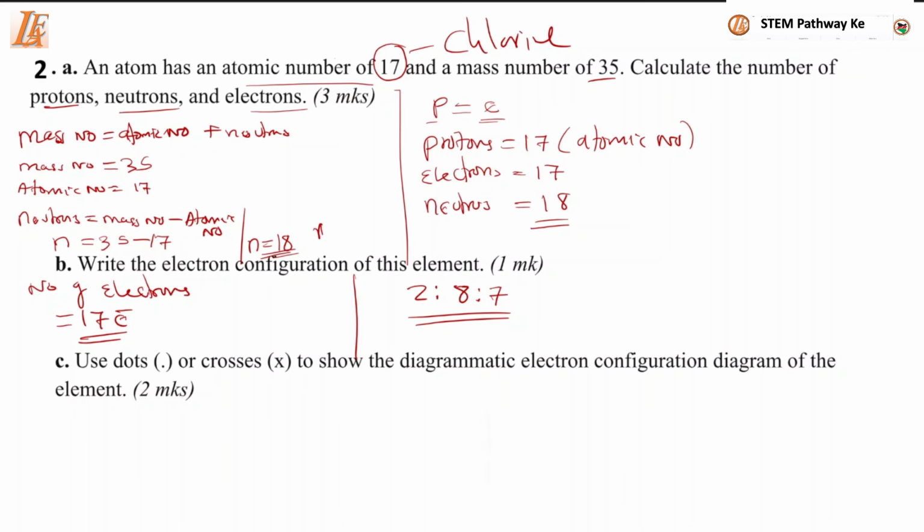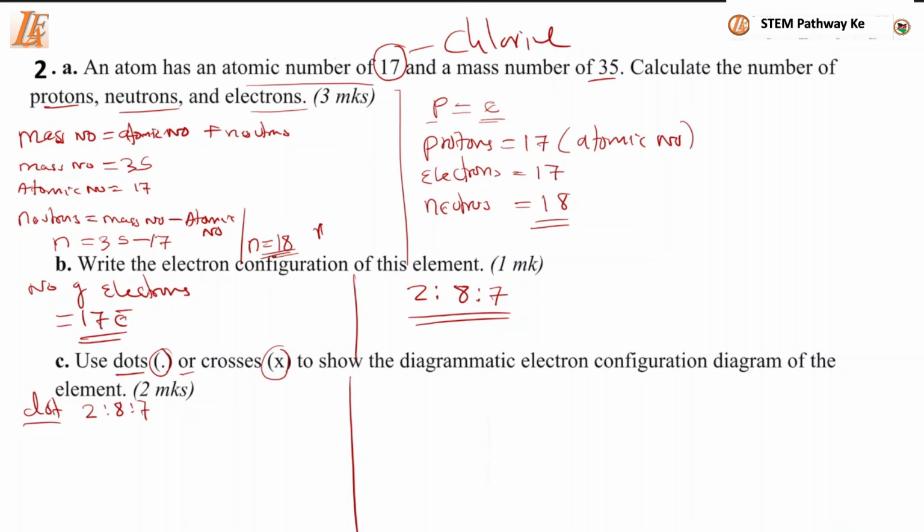Then question C, use dots or crosses to show the diagrammatic electron configuration diagram for the element. So in this case, you are supposed to use either dots, like this one here, or crosses like this one here to show the diagrammatic electron configuration. Since they want us to use either of the two, I'm going to draw both. First, we want to draw the dot diagram, and for that we need the electron configuration of the element, which in this case is chlorine, atomic number 17, whose electron configuration is 2, 8, then 7.